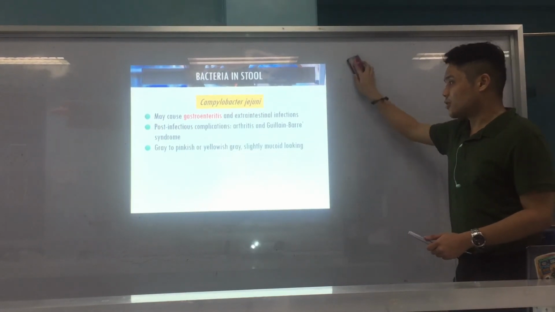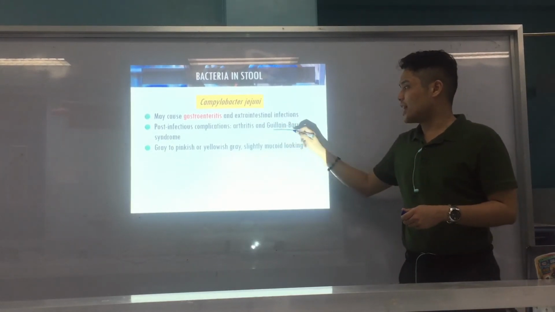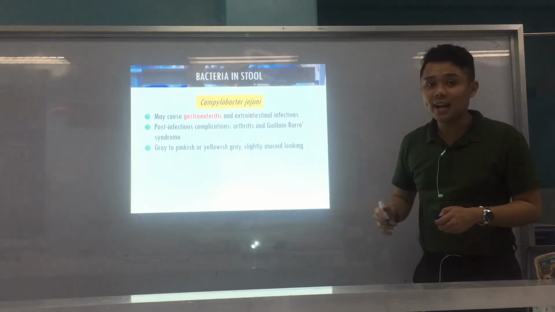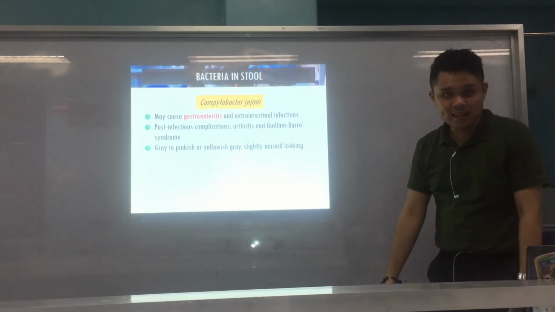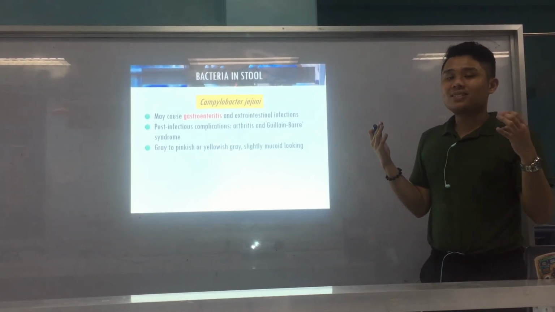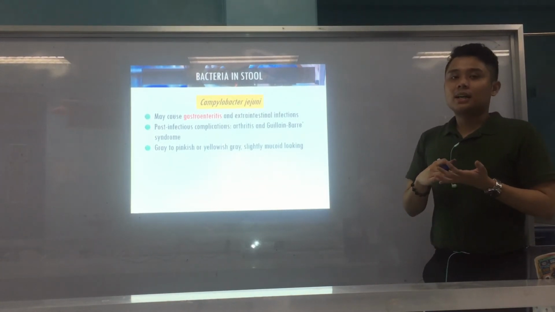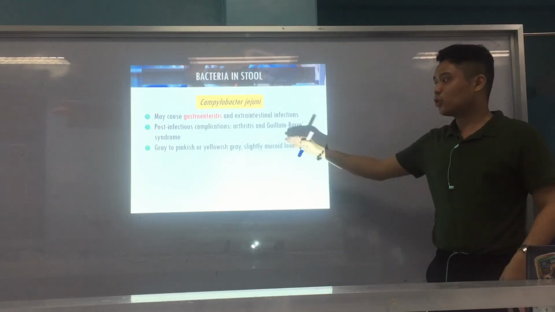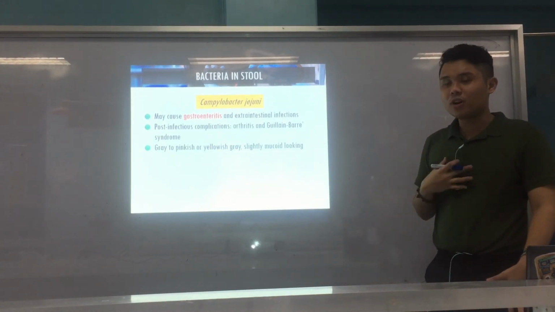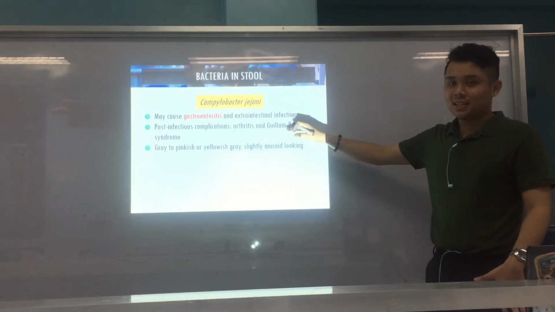It may cause gastroenteritis and extraintestinal infections. As I mentioned, Guillain-Barré syndrome. Again, it is ascending paralysis, from the foot going up. Because instead of the antibodies attacking your Campylobacter, they attack your peripheral nerves. So it is an autoimmune disease: your own immune system is attacking your own healthy cells. So it causes paralysis.